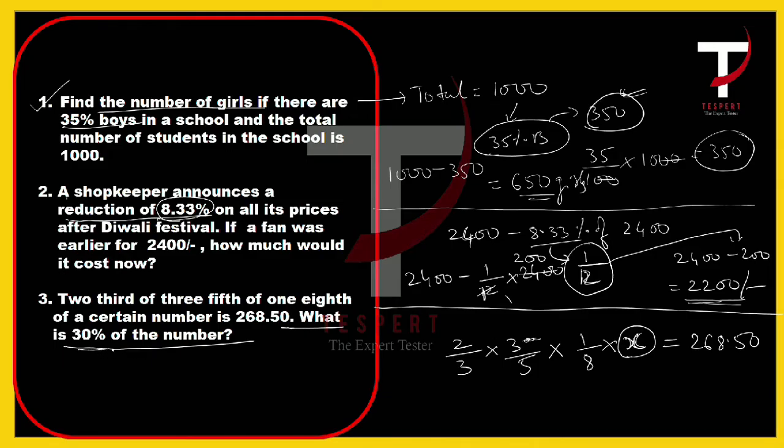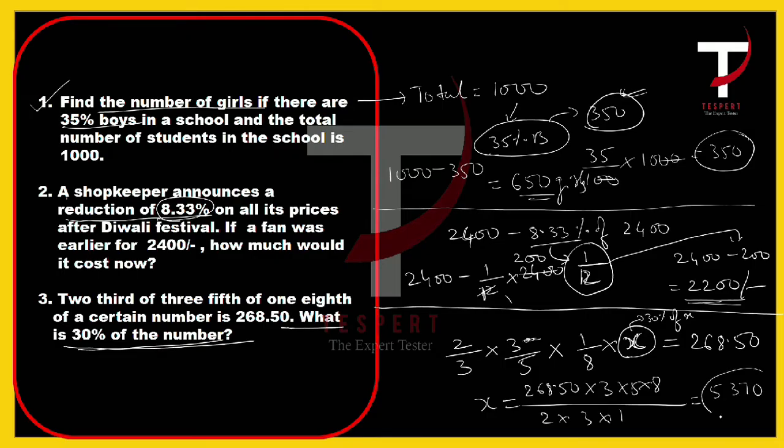What is the question here? We must find 30% of x. So let us calculate x first, and after that we will find 30% of x. x is equal to 268.50 into 3 into 5 into 8 by 2 into 3 into 1. So x will be equal to 5370. But we must find 30% of x, so 30 by 100 into 5370. After calculation, you will get 1611 as the answer. 1611 is 30% of 5370.